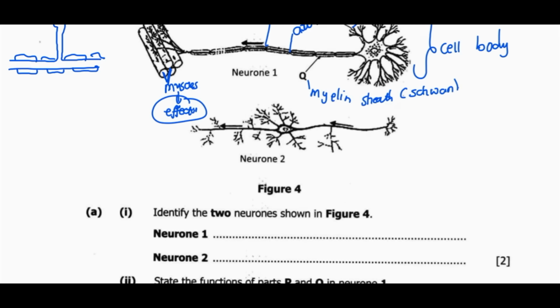So for the first one, A1, identify two neurons shown in figure 4. So the first one, we know this is a motor neuron. Then the second one, we have a relay neuron.